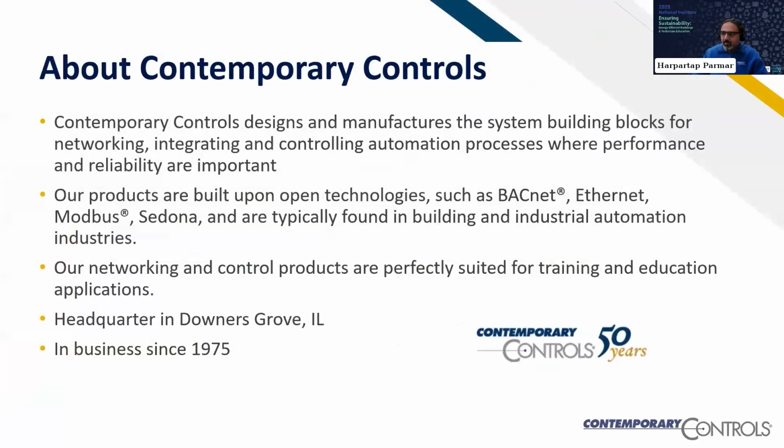So a little bit about Contemporary Controls. We are a manufacturer of system building blocks for equipment which is used in building and industrial automation industries. Our products use BACnet. They are based on Ethernet, Modbus, and Sedona. All these are open technologies. And we are based in Downers Grove, which is a Chicago suburb, about 25 miles from Chicago. And we are coming up on our 50 years, having been in business since 1975.